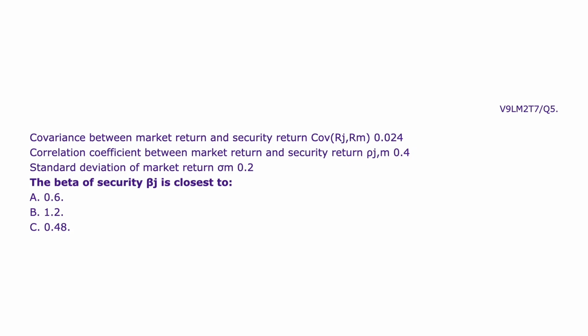Covariance between market return and security return 0.024. Correlation coefficient between market return and security return 0.4. Standard deviation of market return 0.2. The beta of security is closest to: A. 0.6, B. 1.2, C. 0.48.